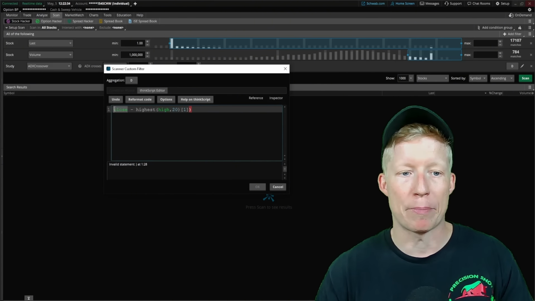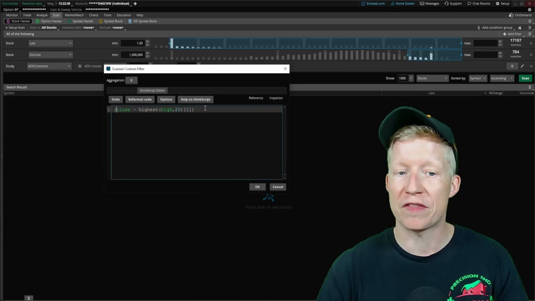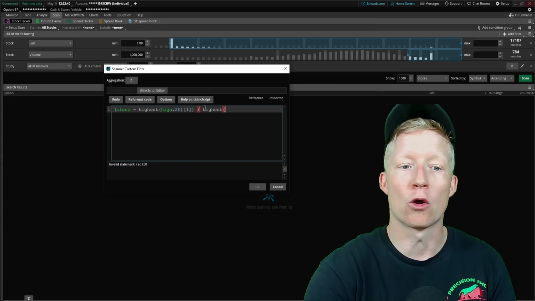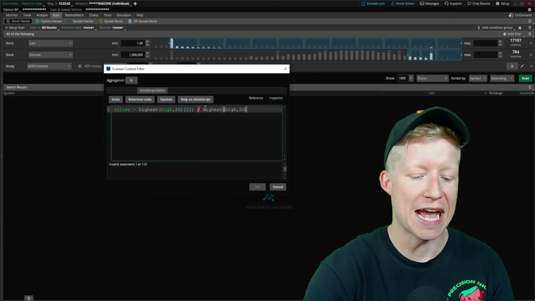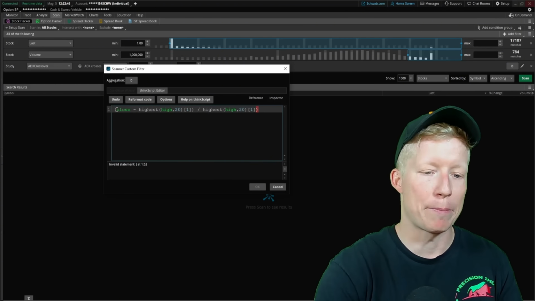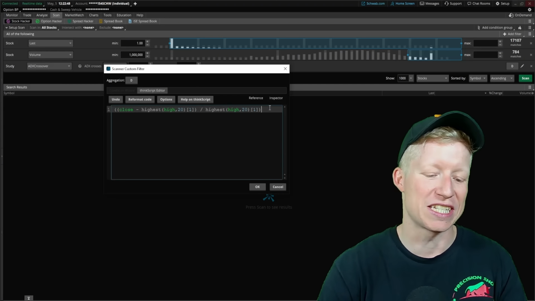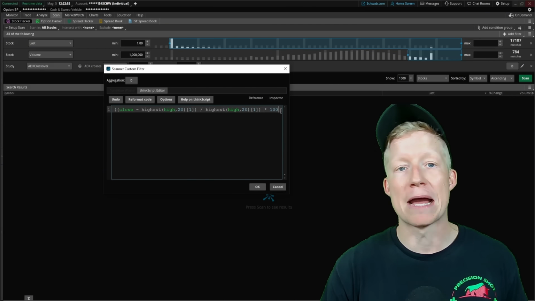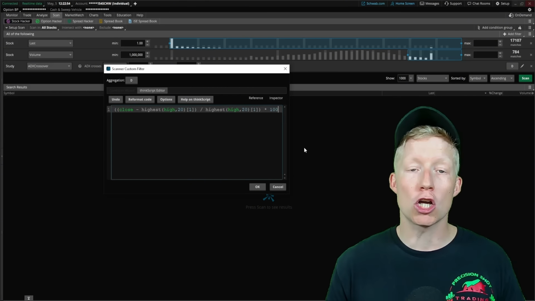Let's go ahead and wrap this whole equation in parentheses so that the whole thing is divided once again by our original value, highest high out of the last 20, offset by 1. Let's go ahead and wrap this entire equation in parentheses so that the entire thing can be turned into a percent number by multiplying it by 100.